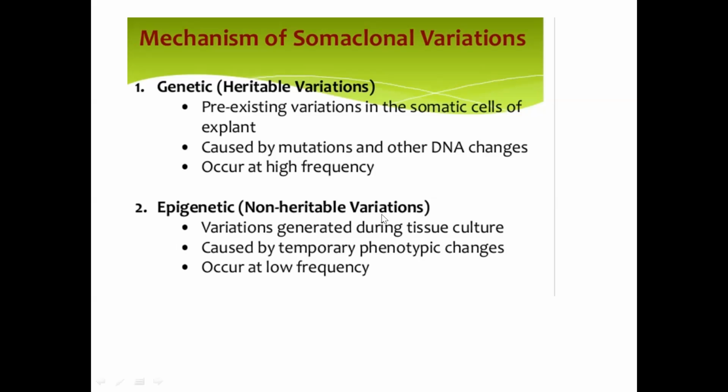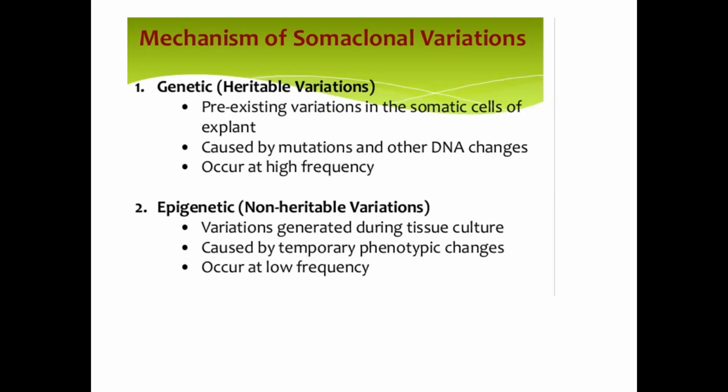You have another kind of variation called epigenetic variations that are non-heritable. They will be present in that batch, say R0 or R1 or R2. In R2 you might see it, but in R3 you might not. Epigenetic variations are generated during the tissue culture process. Temporary phenotypic changes may be produced, occurring at low frequency. That is what is desirable, because if epigenetic variations occur at high frequency, they are of no use. They cannot be commercially exploited because they will be lost before the plant goes to the field.